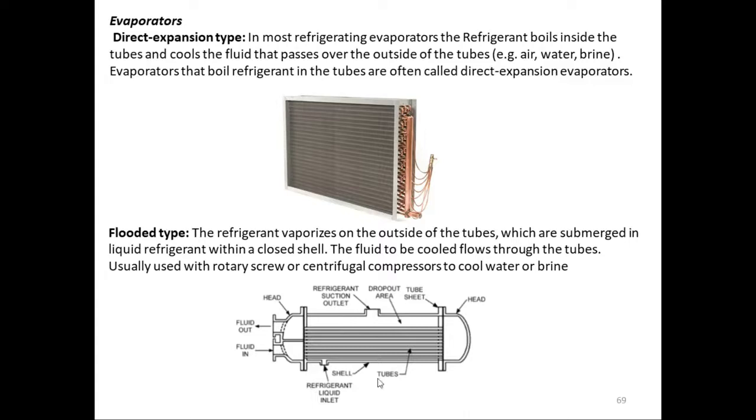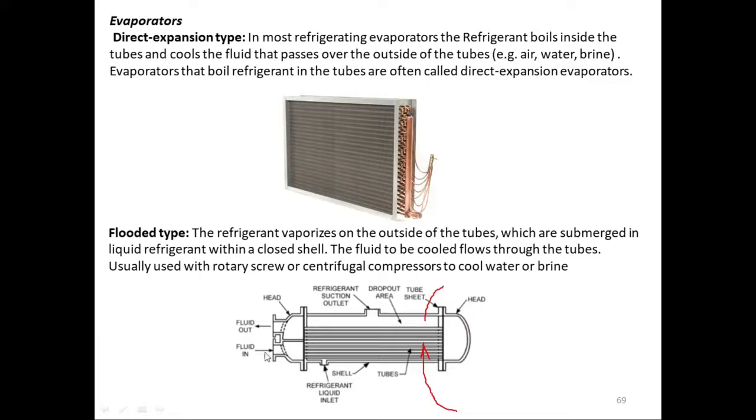So this is an example you are looking at. In this one, this is the shell which contains the refrigerant, and this is the tube which has the water or brine solution in it. The refrigerant liquid will be fed from the bottom and it will cool down the liquid in the pipe, and it will boil and evaporate and go out from the suction line, the outlet line at the top.